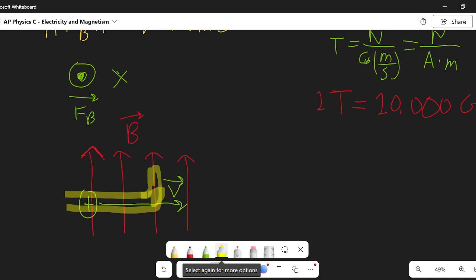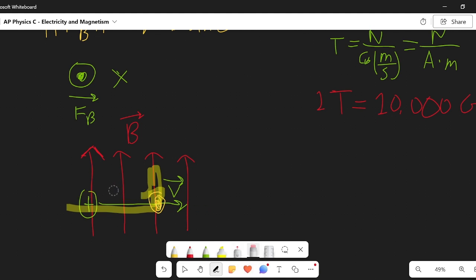When you do that and curl towards the magnetic field, your thumb is going to be pointing out of the screen. So the direction your thumb is pointing is where the magnetic force is going to be. So in this case, we will use a dot like so, because our thumb tells us it's going to be coming out of the screen.